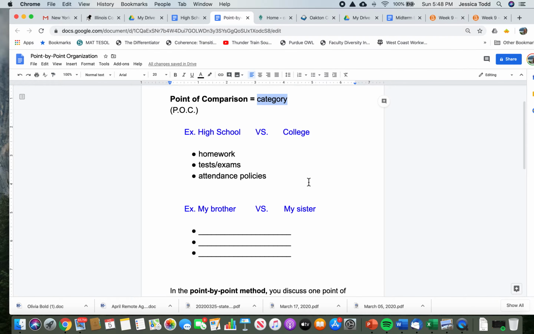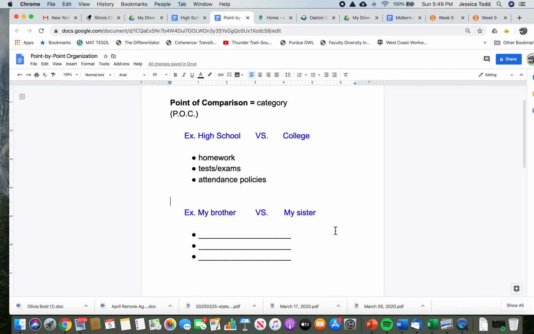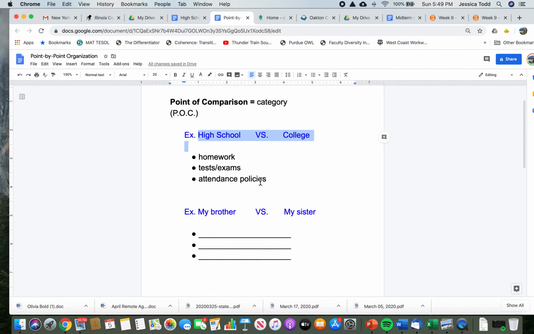Okay. Let's take another example and imagine that we're going to compare two other things. High school and college, we've already read an essay about. Now I'd like you to think about if you were to compare your brother and your sister. First of all, do you think they're very similar or very different? And second of all, what are the points of comparison or the categories that you would use to compare these two people? Now, if you don't have a brother or a sister, you can just imagine, or you can think of 2 friends. That's okay too.